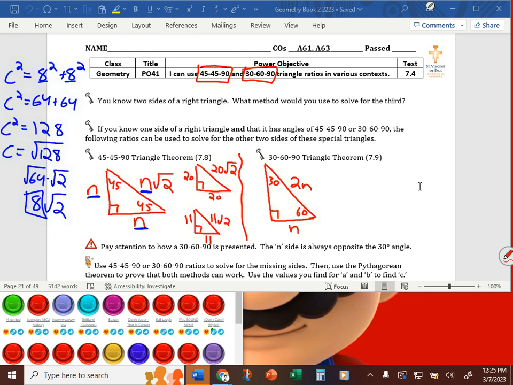Okay? Which seems kind of counterintuitive because you think, well, wait a minute now, 60 is double 30, so why wouldn't the long leg be double whatever the short side is? Fortunately, it's not how it works. The hypotenuse is double the length of the short leg. The long leg is whatever the short leg is times the root of 3.